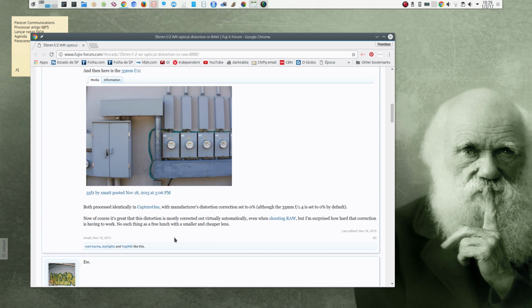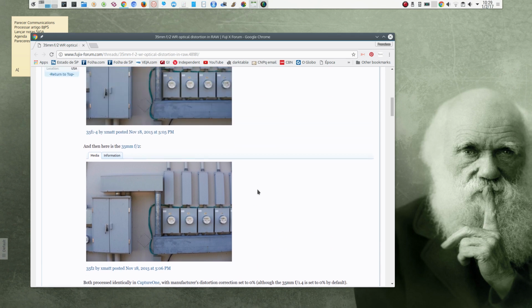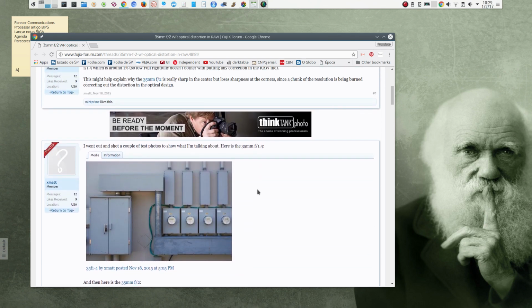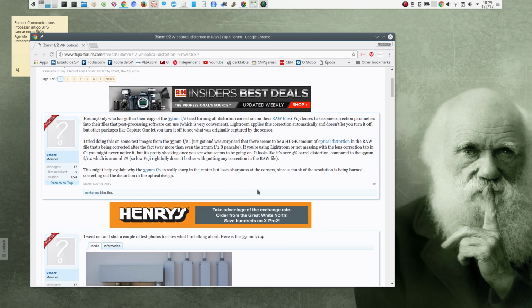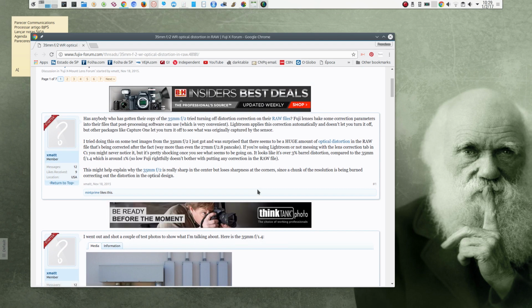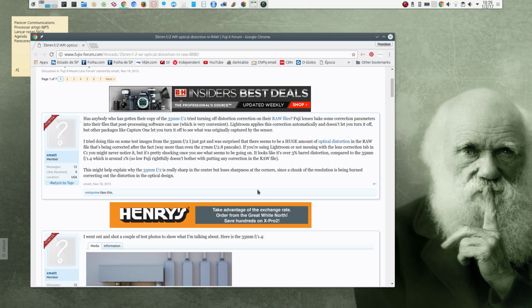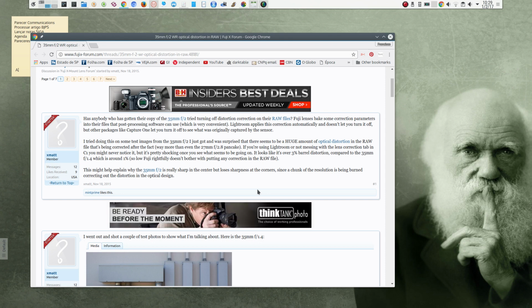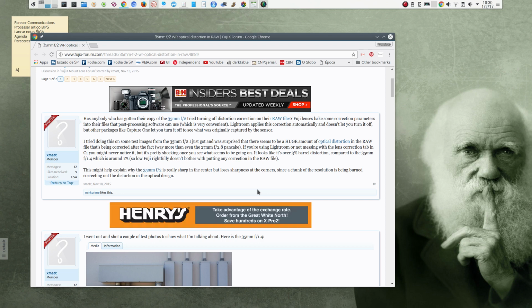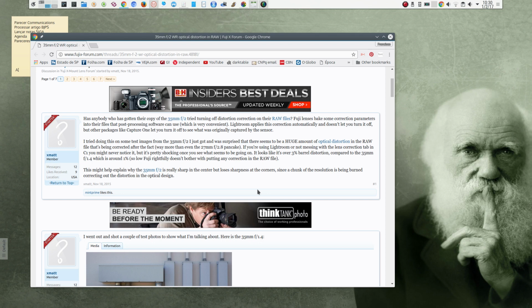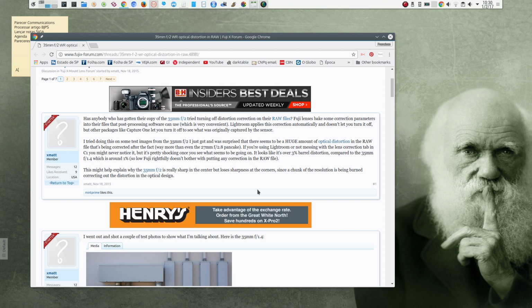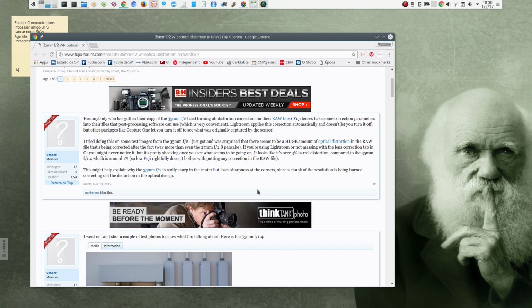So this is huge. This is huge. And I believe most people don't notice that because they open the raw files in Lightroom. And Lightroom, for some reason, automatically corrects for that sizable distortion using the parameters that Fuji includes into the raw files. But not all software and not all raw developers do that.